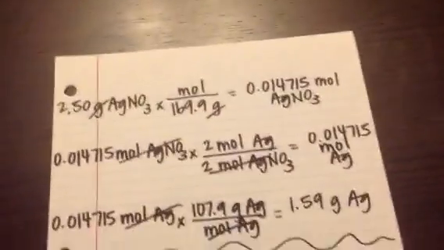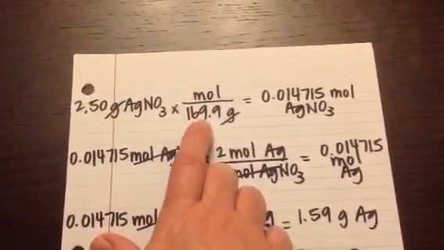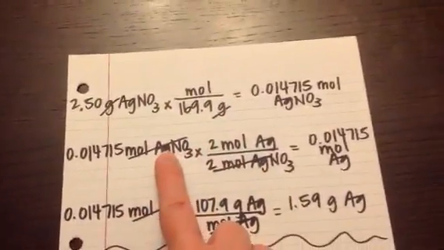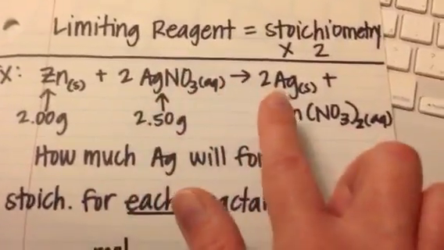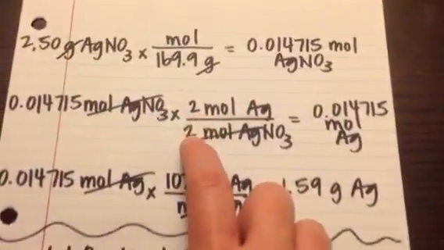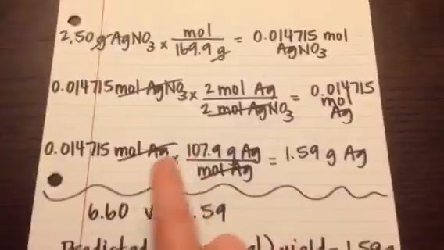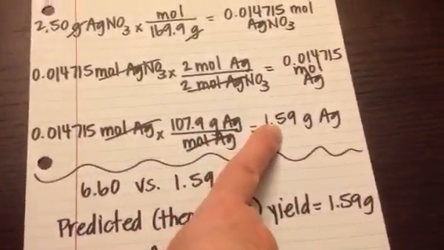So I do it again for my second reactant. The problem says I began with 2.5 grams of silver nitrate. Molar mass is 170, so convert grams to moles. Now we're going to multiply by the mole ratio from the balanced equation. Right, the balanced equation is 2 to 2. That's where those coefficients are coming from. So my number doesn't actually change, just my units do. And then step 3 of stoichiometry is to convert moles back to grams, so 1.59.